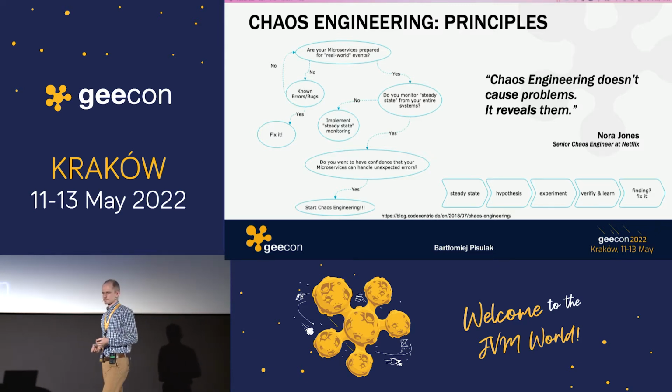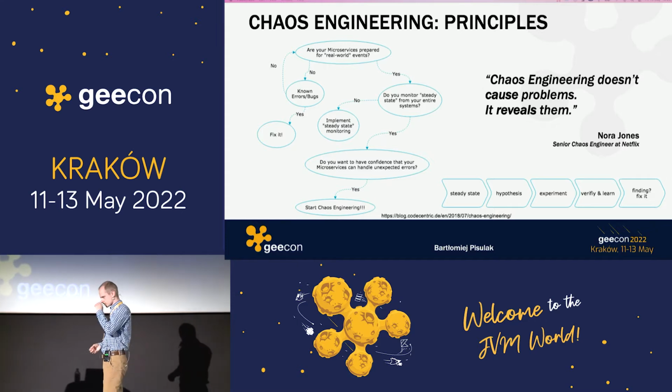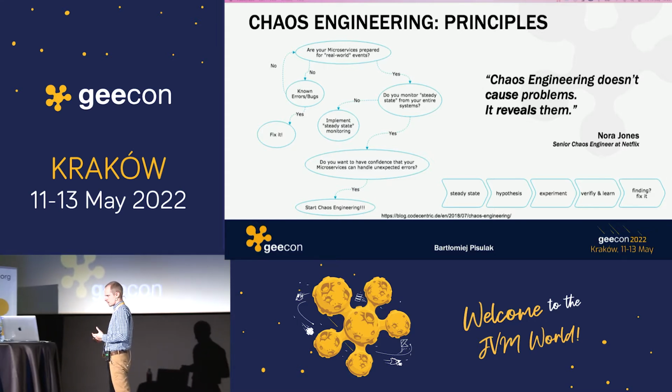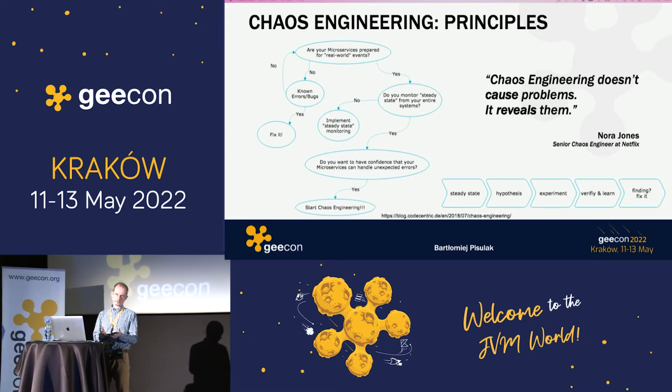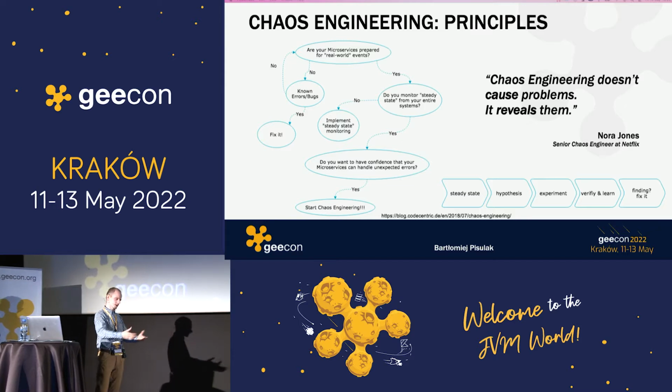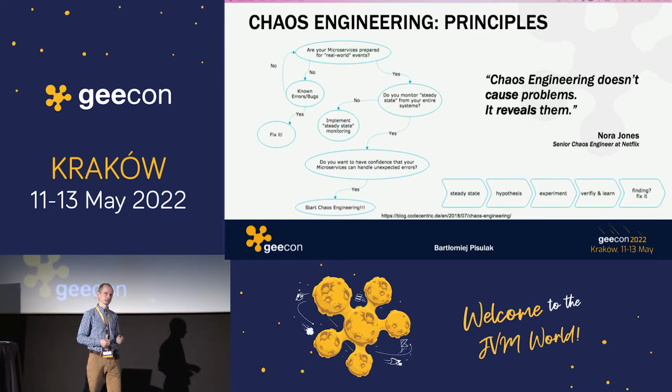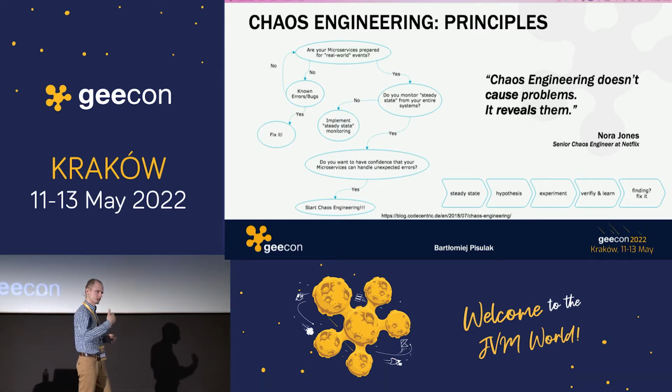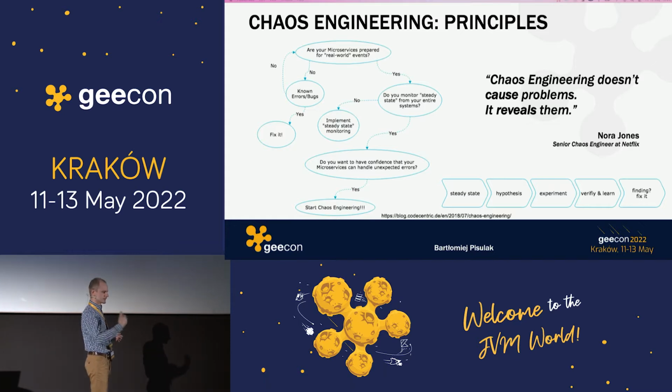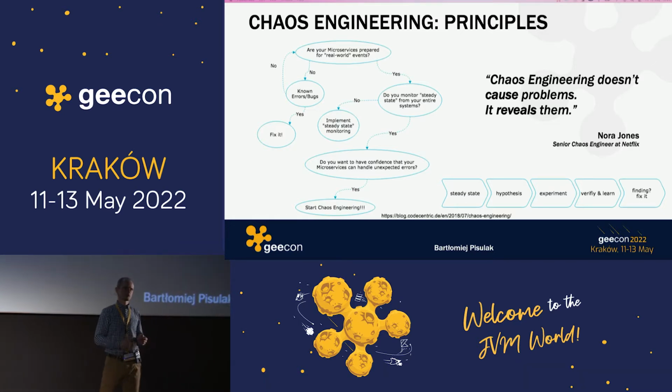And chaos engineering is a way of introducing chaos to your system. Why would we like to introduce chaos to our system? Because we would like to prepare for the unknown. That's the whole concept.